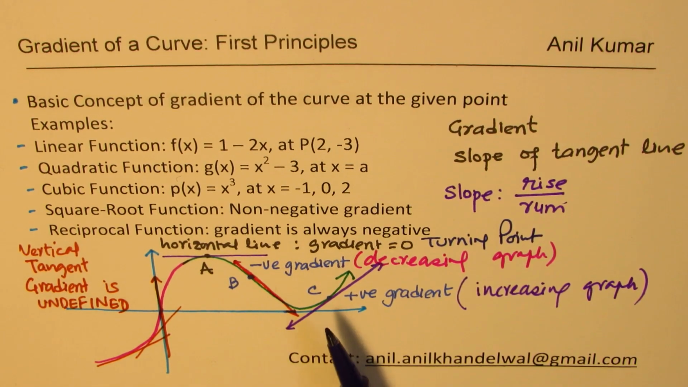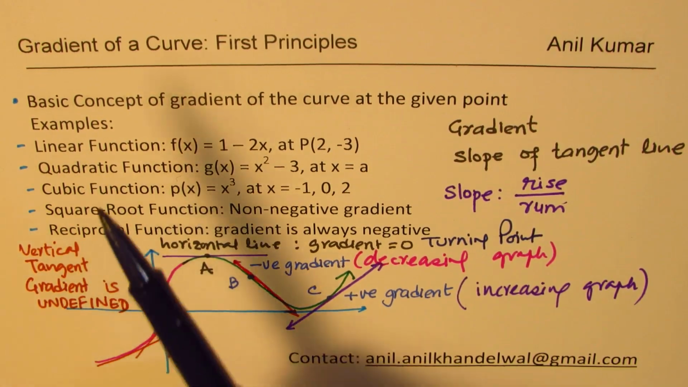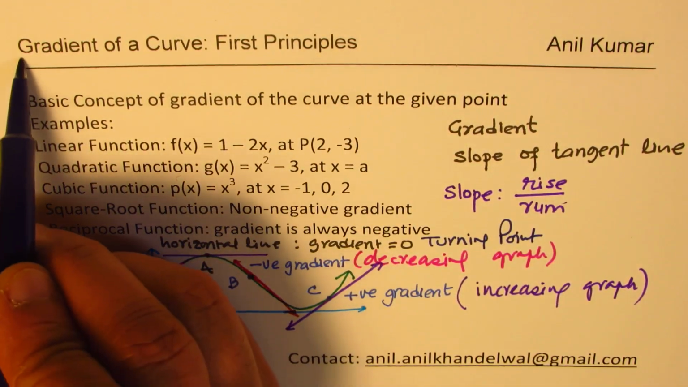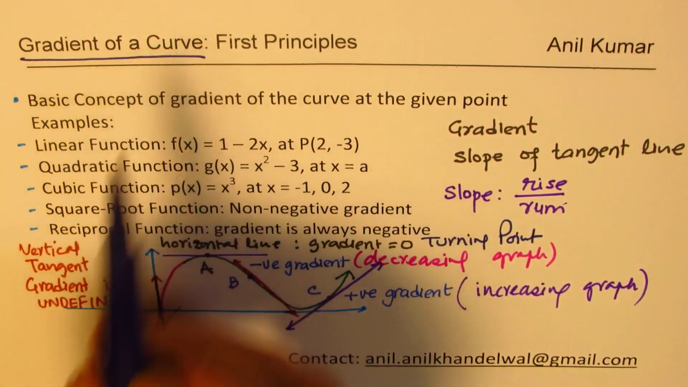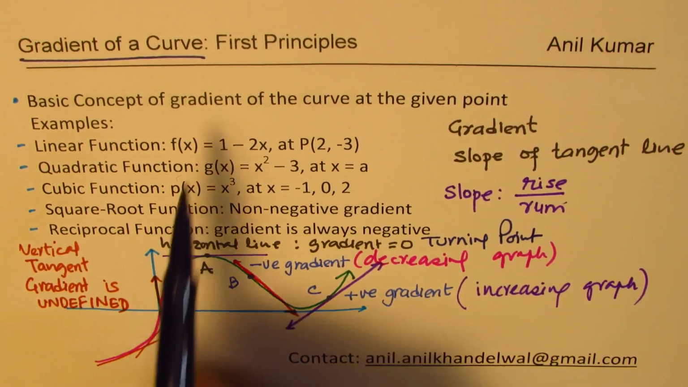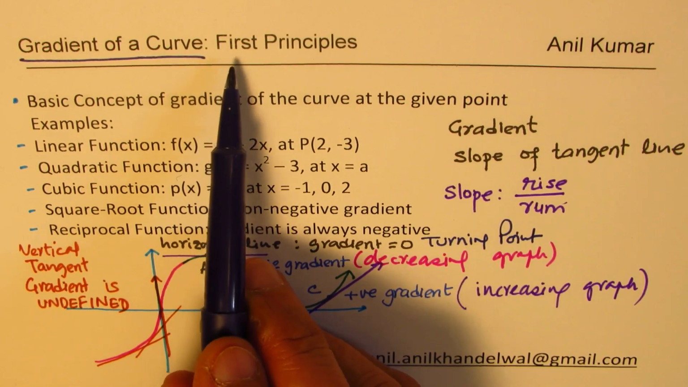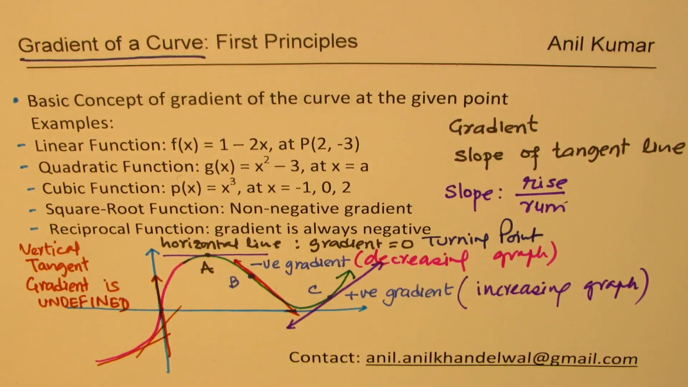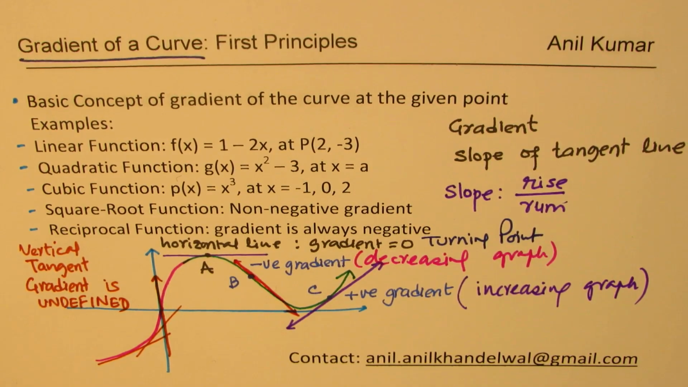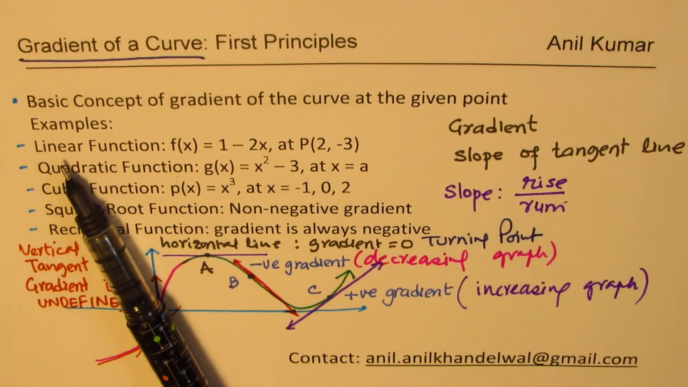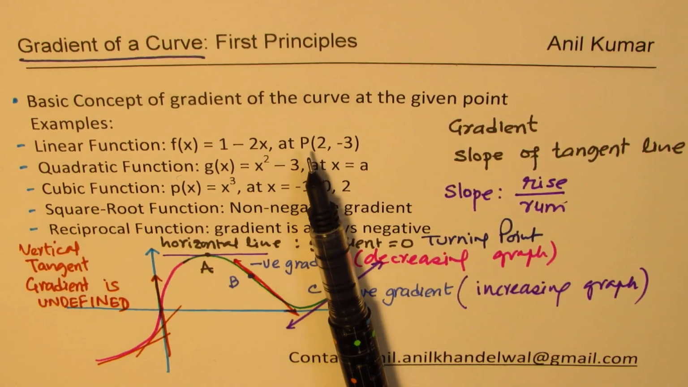Correct? Now, we'll take up these examples and try to understand what is first principle, right? So we have talked about the first part, which is gradient of a curve. We got a broad overview of this. Now all we are going to look into is what is first principle with the help of these examples. Okay? So let's begin with the linear function. I've taken this linear function as 1 minus 2x, and we'll figure out what is the gradient at the point 2, minus 3.